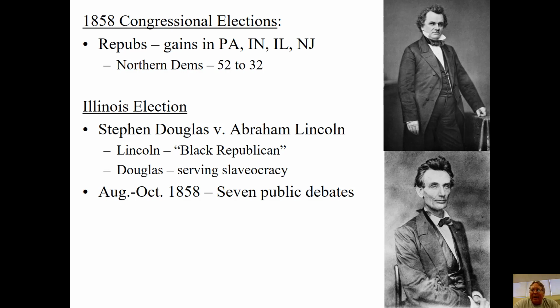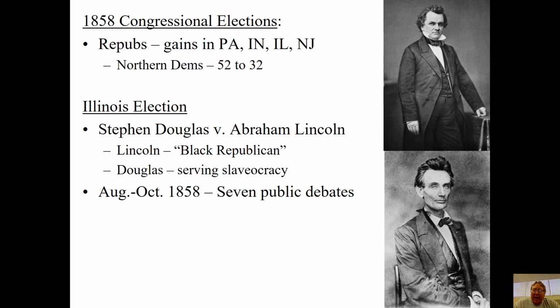And what they mean by that is not that he is African American, but that he supports African Americans. That people like Lincoln want African Americans to be free so they can come and take your jobs. Right? That's the message that a lot of Northern Democrats are throwing out at Republicans.